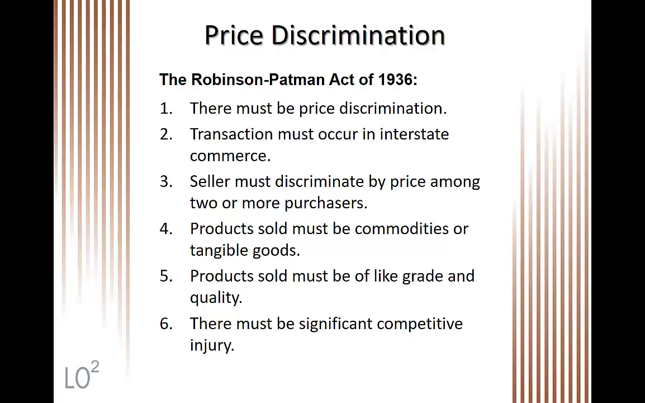This slide outlines the 6 elements necessary for a violation of the Robinson-Patman Act of 1936. First, there must be a price discrimination. Second, the transaction must occur in interstate commerce. Third, the seller must discriminate by pricing among 2 or more purchasers. Fourth, products sold must be commodities or tangible goods, not service goods. Fifth, products sold must be of like grade and quality. Sixth, there must be significant competitive injury from that trade.